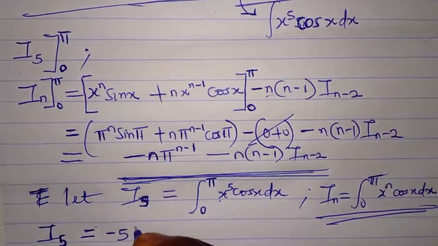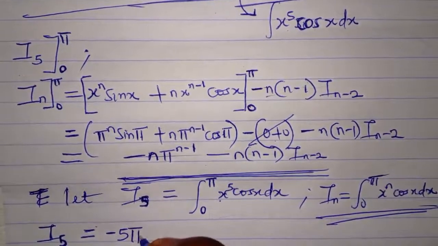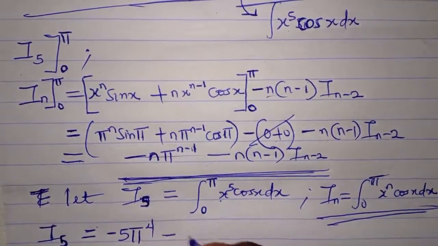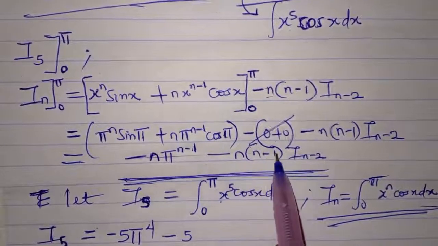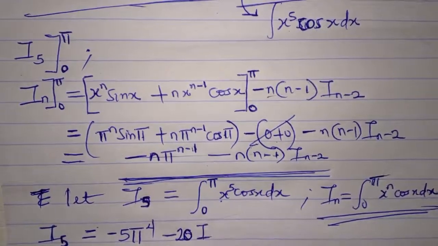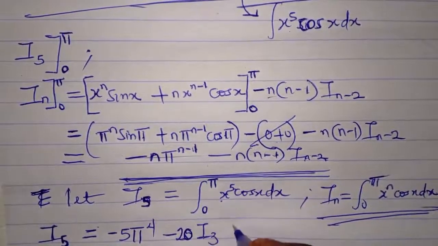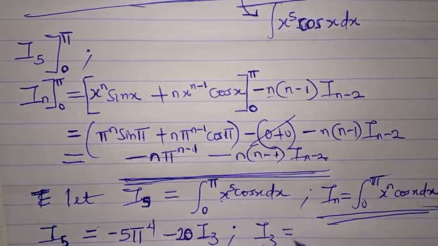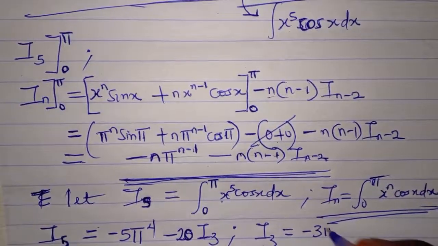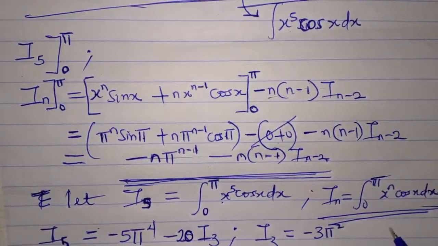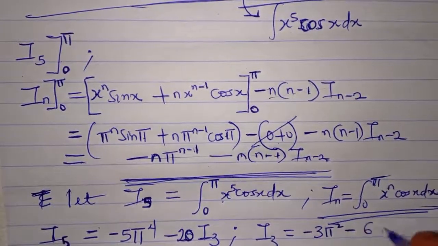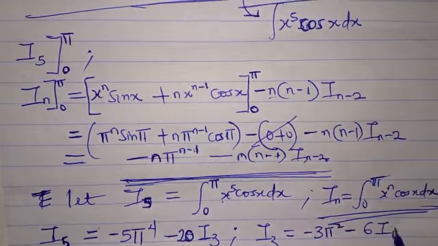Minus 5 times pi to the power of 4. 5 minus 1 is 4. Minus 5 times 4, that will be 20. So let me just write minus 20 I3. 5 minus 2 is 3. What will be I3? Using the same reduction formula, it is going to be minus 3 pi squared, because 3 minus 1 is 2. Then minus 3 times 2, that's 6, 6 I1. 3 minus 2 is 1.